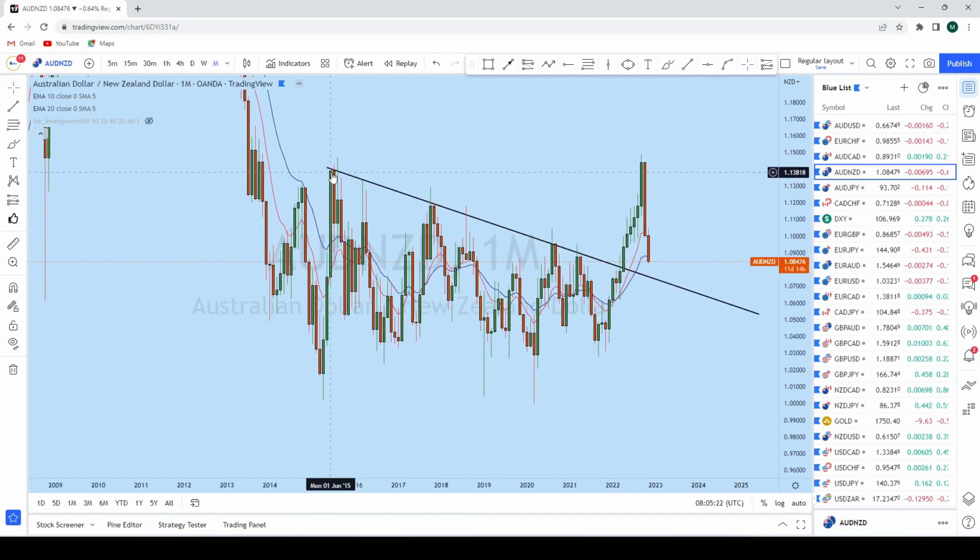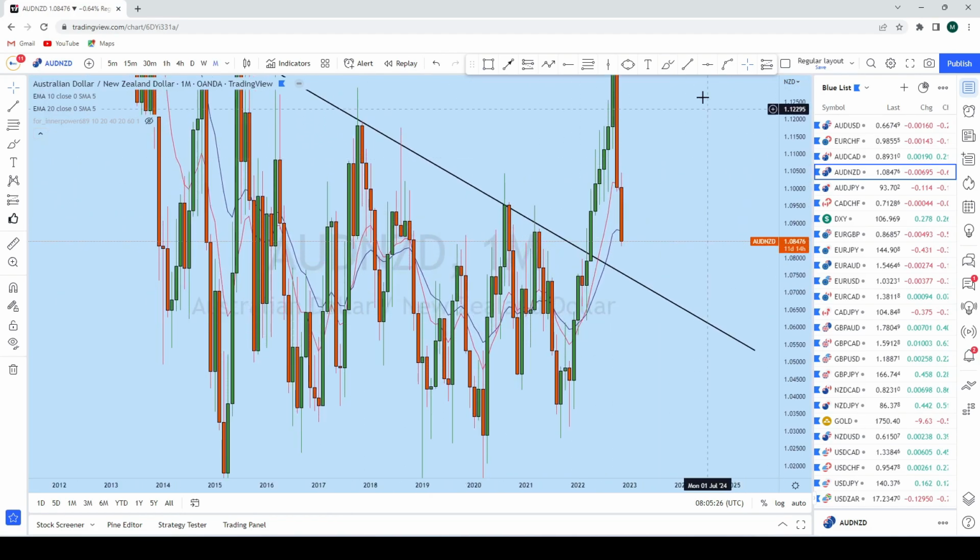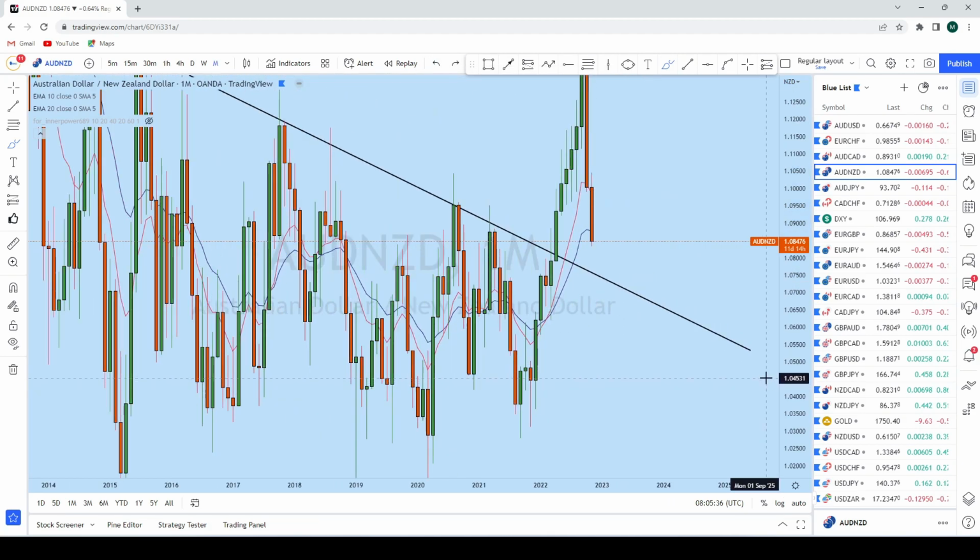If you look closely at this resistance here on the monthly, which is turning support, we can expect at least a retest of this previous resistance zone, which is turning support, and from here we could see a bounce, or even a penetration. So that means AUDNZD currently on the monthly perspective is bearish.